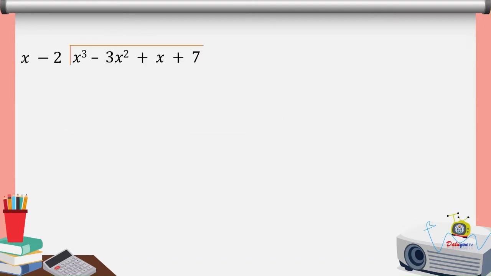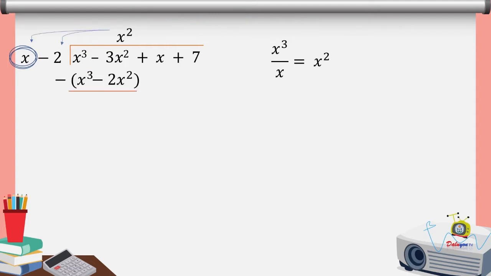When dividing polynomials, we only divide the first terms. In this equation, we are going to divide x cubed by x. The answer is x squared. Write it on top of your equation. Then multiply it with the divisor. Next step will be subtraction. Make sure that the exponents of each term are aligned.